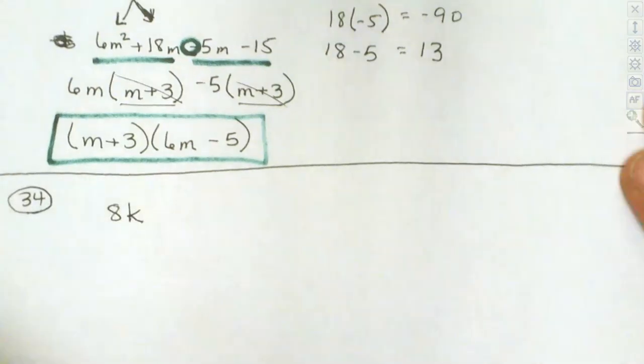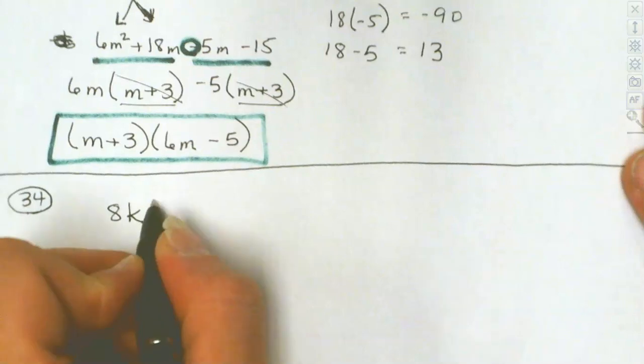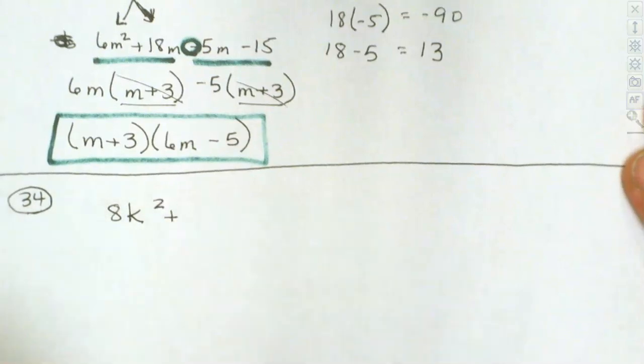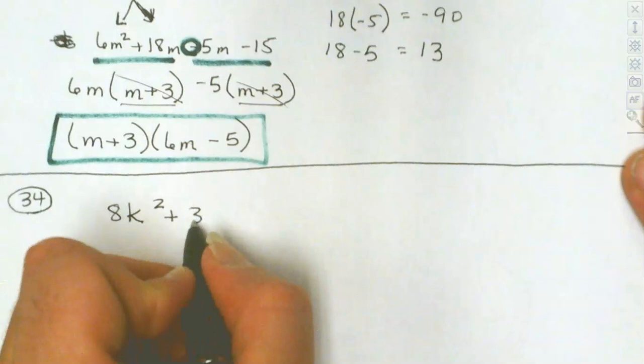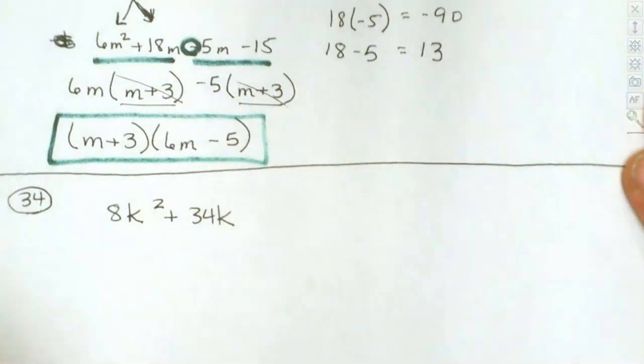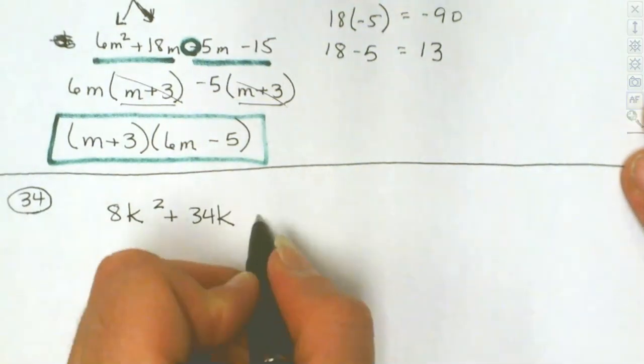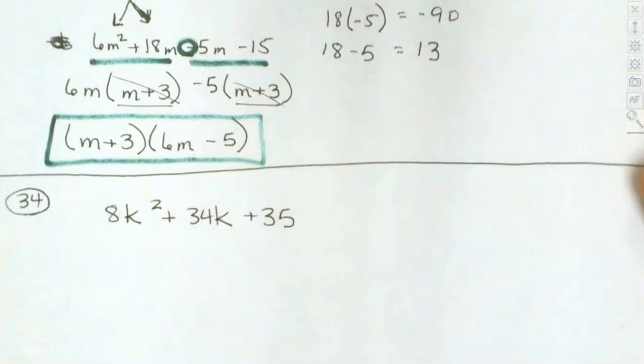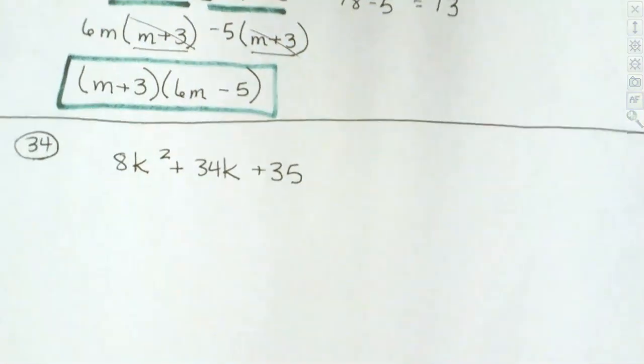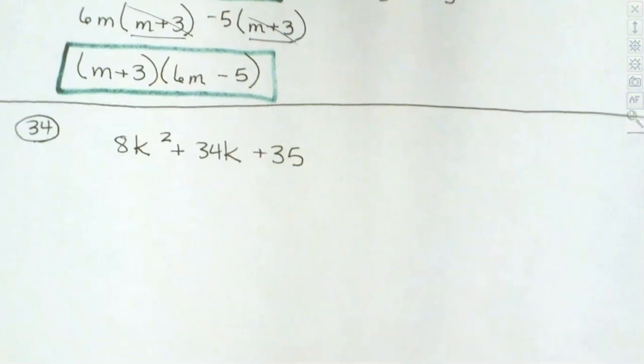34 is 8k squared plus 34k plus 35. This one's going to have a little bit larger numbers. We're going to approach it the same way. First off, can anything come out? No, because that 35 doesn't have anything in common with the 34 and the 8. No variables in common, so nothing can come out of there.